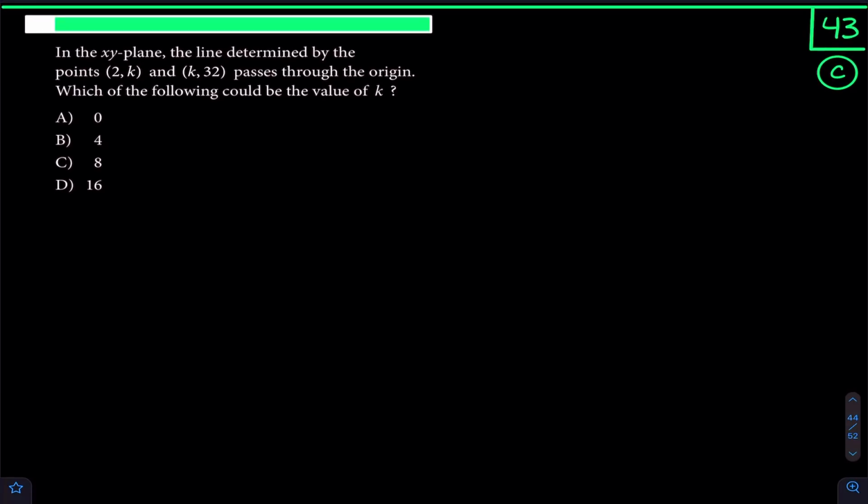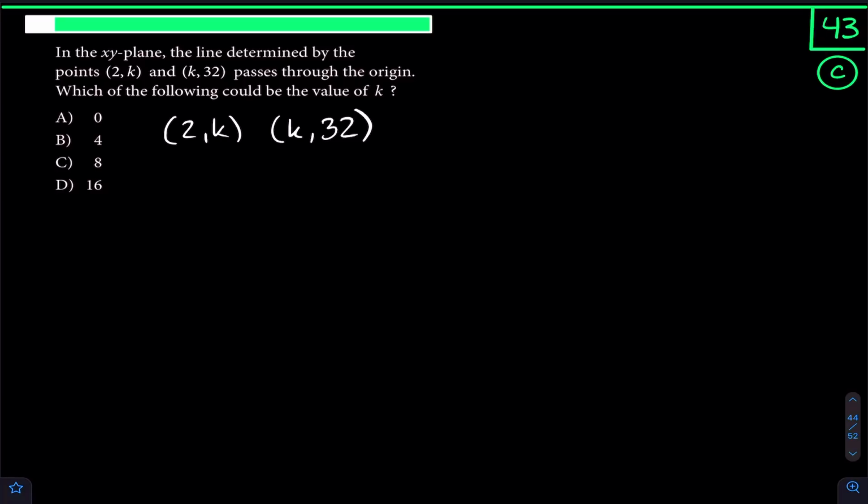So moving on to problem 43 now. This problem says in the xy plane, the line determined by the points 2, k and k, 32 passes through the origin. Which of the following could be the value of k? Okay, so for this problem here, we're given a few points. We're given 2, k. We're given k, 32. We're trying to find the value of k though.